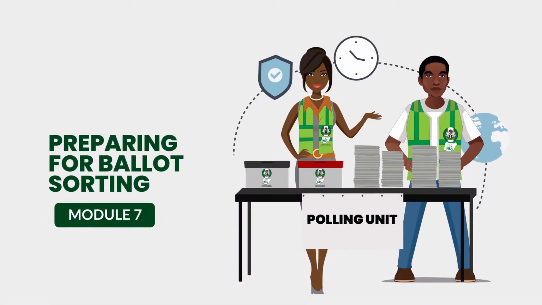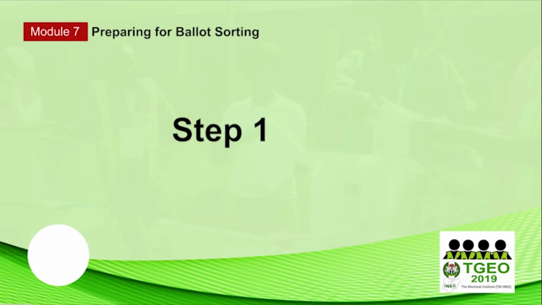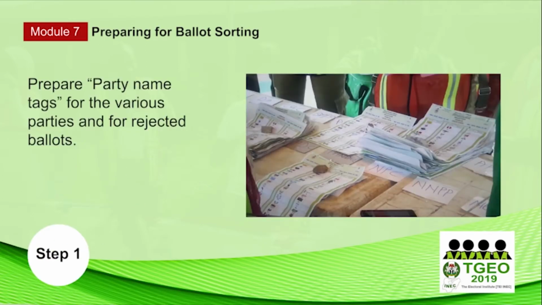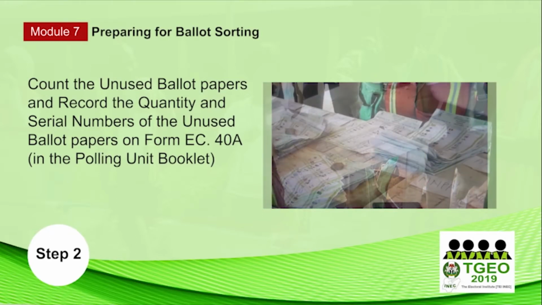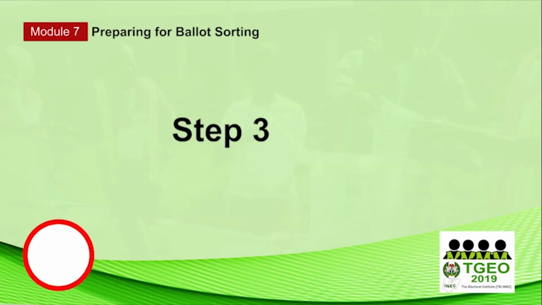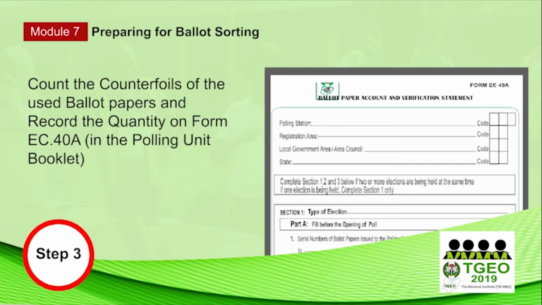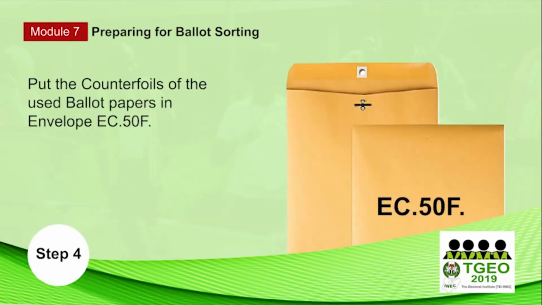Module 7. Preparing for ballot sorting. In preparing for sorting of the ballot, the presiding officer shall: Step 1. Prepare party name tags for the various parties and for rejected ballots. Step 2. Count the unused ballot papers and record the quantity and serial numbers of the unused ballot papers on Form EC40A. Step 3. Count the counterfoils of the used ballot papers and record the quantity on Form EC40A. Step 4. Put the counterfoil of the used ballot papers in envelope EC50F.